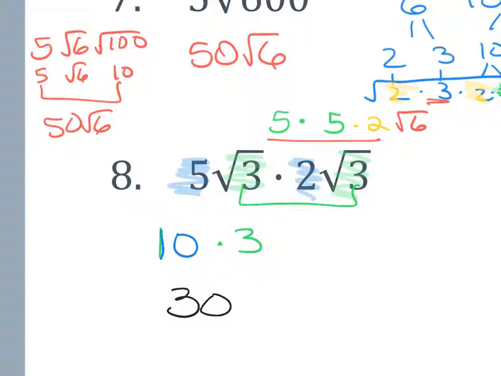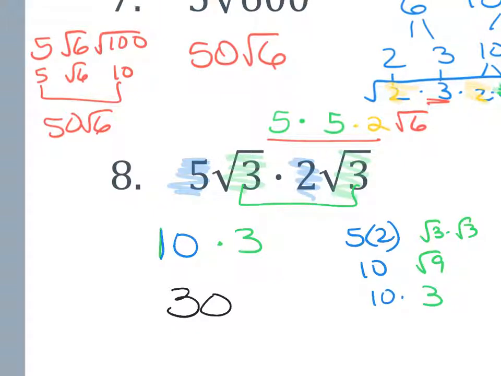So you could do 5 times 2 and get 10, and then you could do square root 3 times square root 3, get square root 9, but then you have to turn that into a 3. But again, it's a lot easier if you just know that when you multiply the same radical by the same radical, you get that number without the radical. You're making it a perfect square.